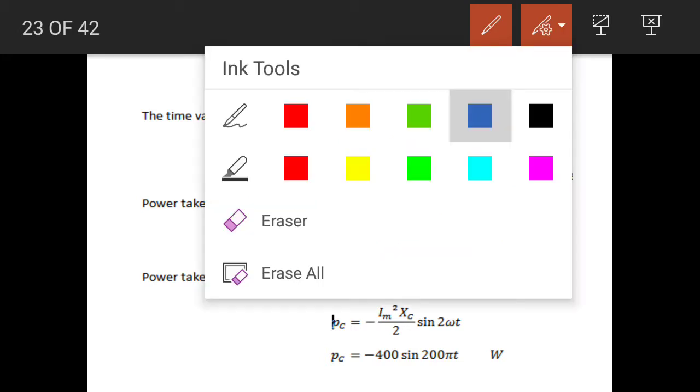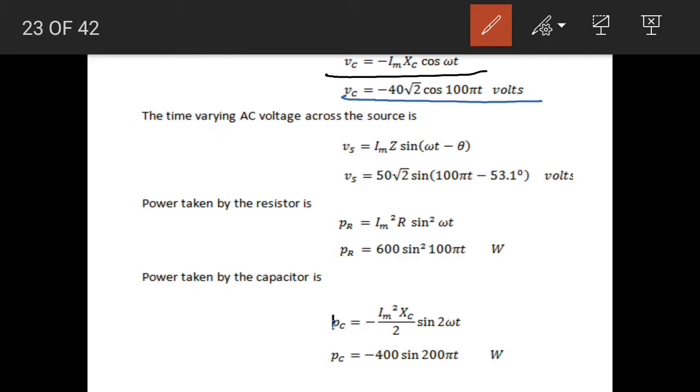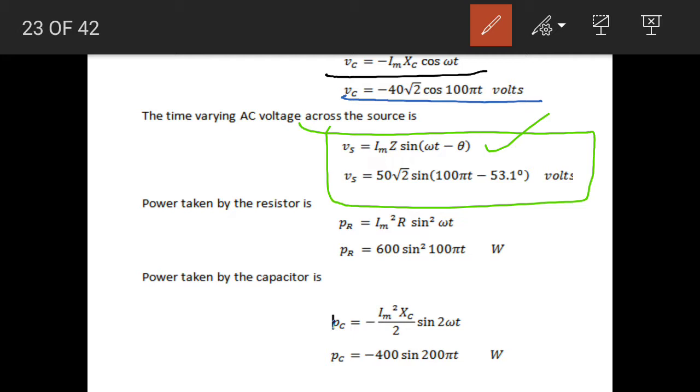Finally, we calculate the voltage across the source with the help of this particular equation, Im Z sine of omega t minus theta. If we put the values on the right hand side, we get 50 under root 2 sine of 100 pi t minus 53.1. So the maximum value of this voltage is 50 under root 2. If we divide this voltage by under root 2, we get the RMS value of the source voltage.